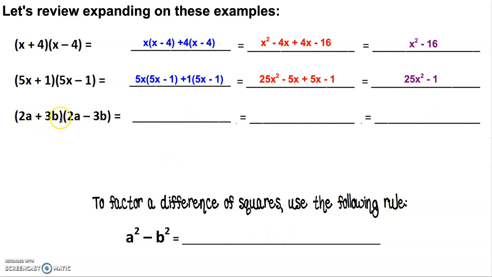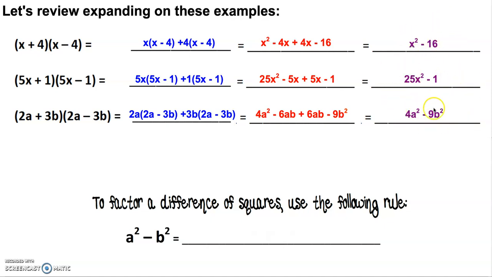For 2a plus 3b times 2a minus 3b, I have the expansion here, this first 2a times the second binomial, plus 3b times the second binomial. When I expand that, I get 4a squared minus 6ab plus 6ab minus 9b squared. Negative 6ab plus 6ab cancels away, and I'm left with 4a squared minus 9b squared.